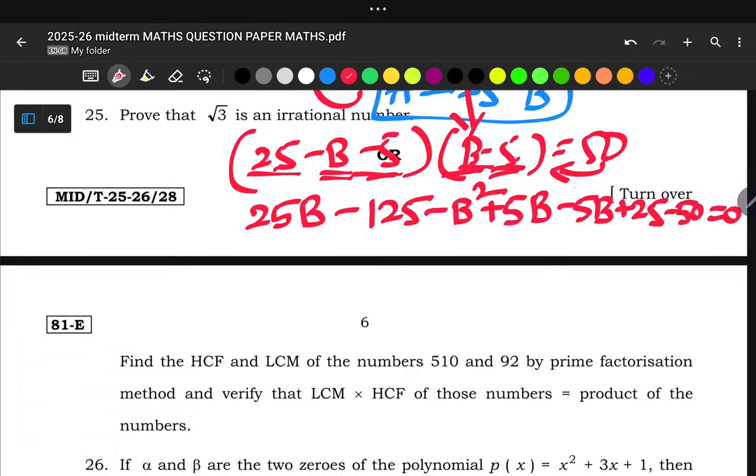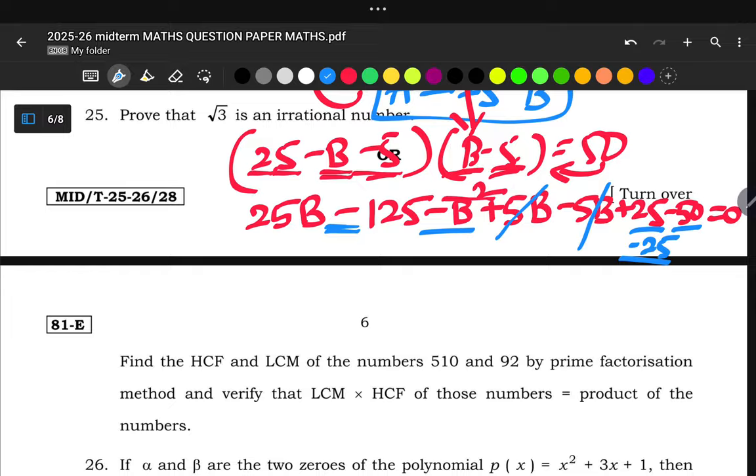Yes, see now, minus 5B and plus 5B cancel each other, and 5B minus B cancel each other. Now look here, minus 50 plus 25 becomes minus 25, and here also minus 125, this minus 25 becomes minus 150.